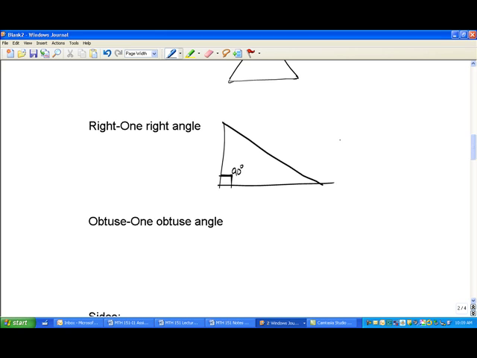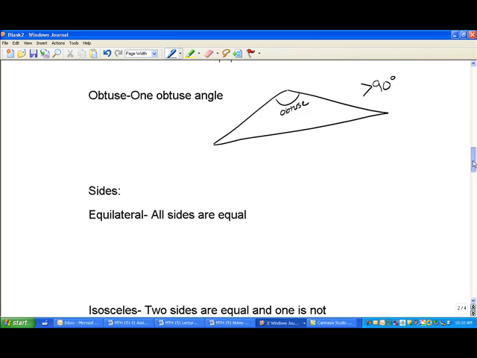An obtuse triangle has one angle that is obtuse. Notice it wouldn't be possible to have 2 right angles because that would measure 180 degrees, so we wouldn't have any measure for the third angle. Likewise, with obtuse, remember an obtuse angle is greater than 90 degrees. So if we had 100 degrees, for example, we couldn't have a second angle measuring 90 or greater. So we can only have one angle. The other two angles have to be acute.